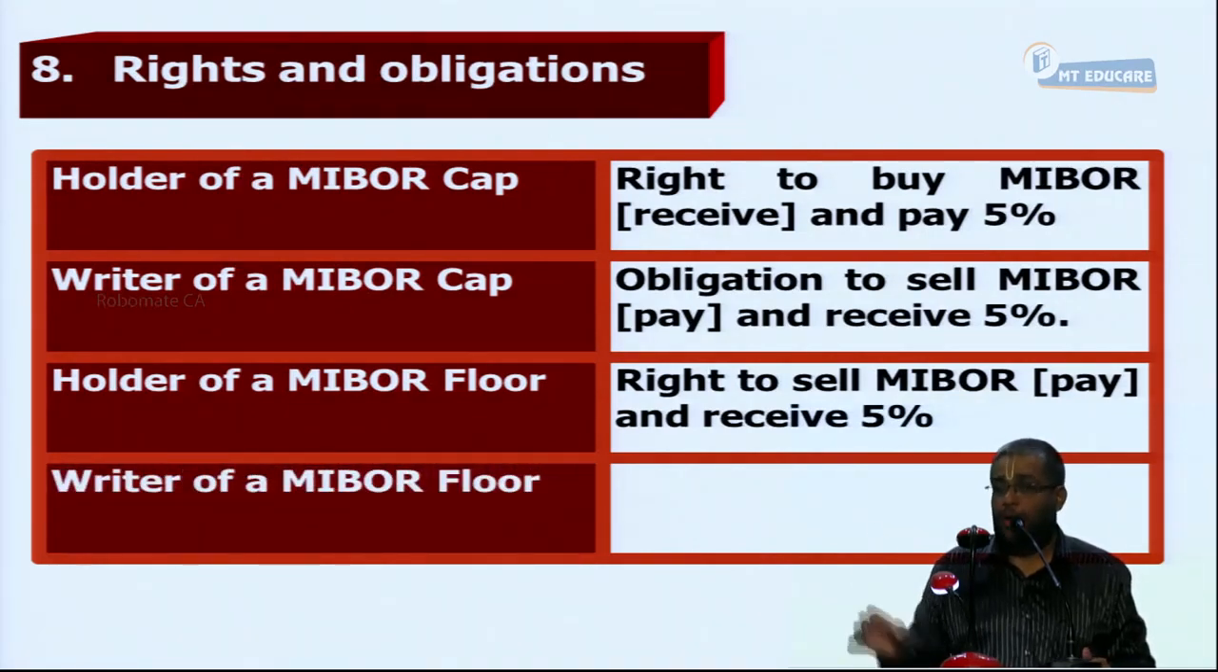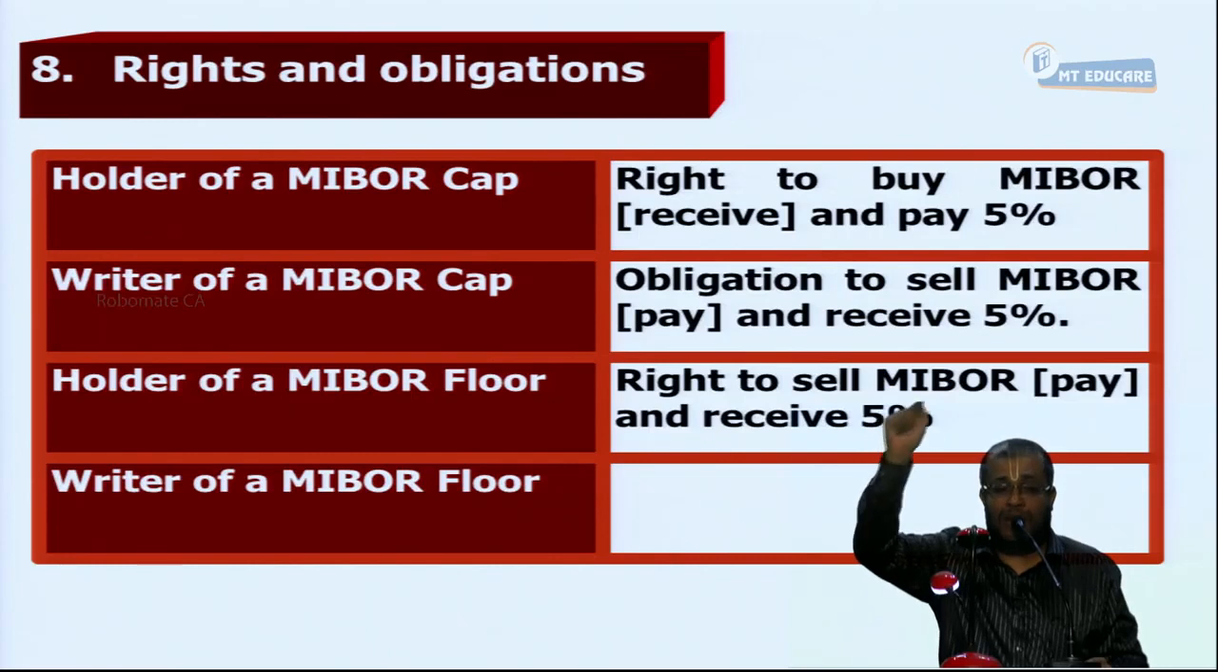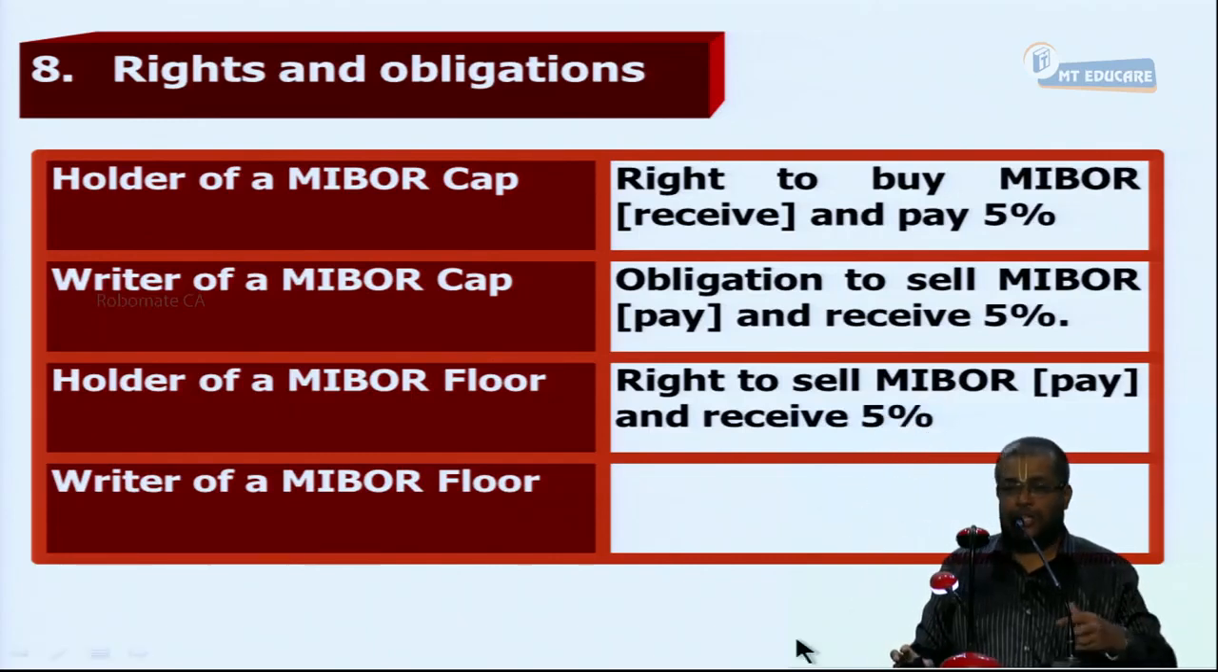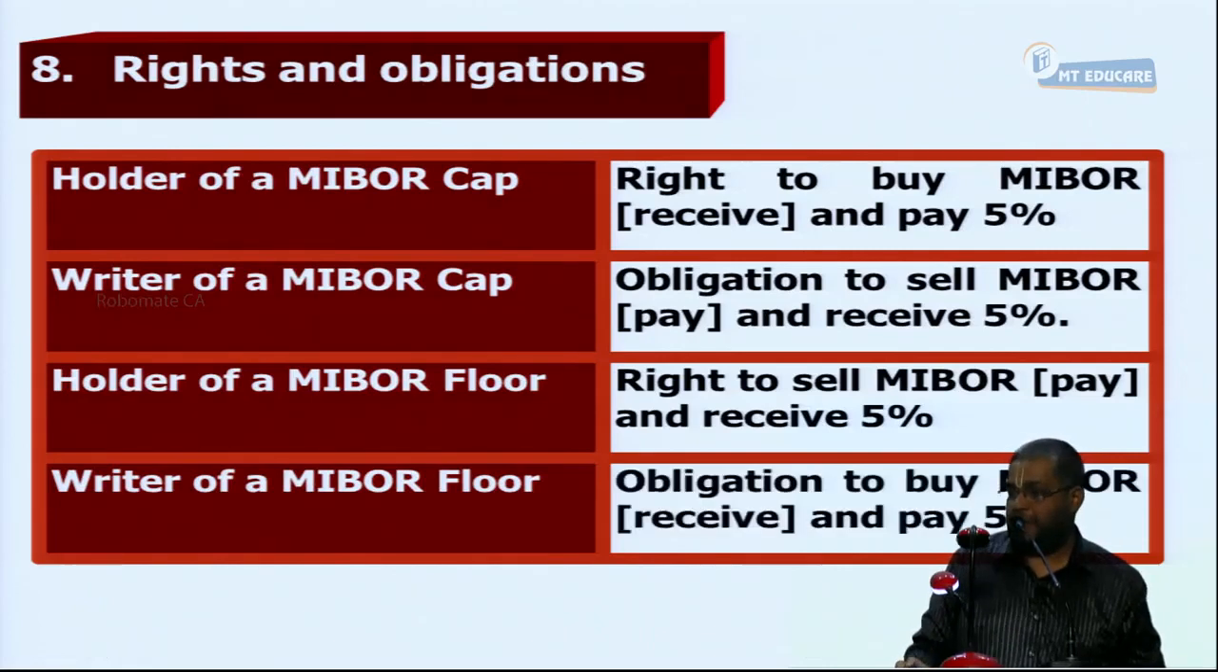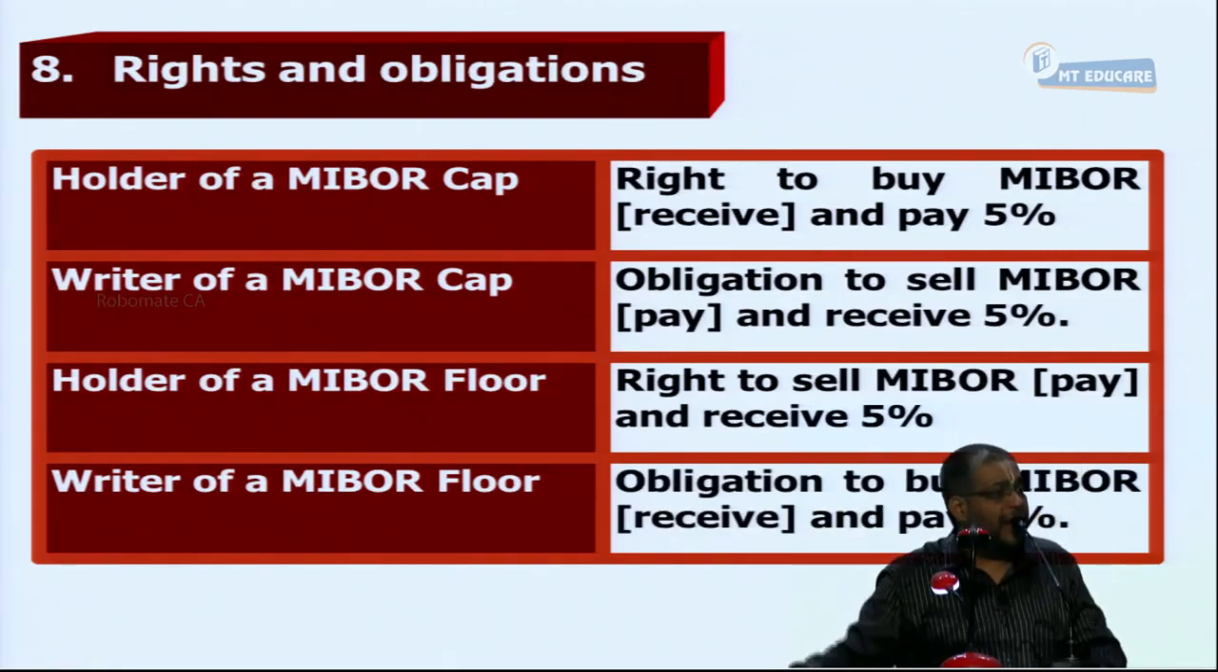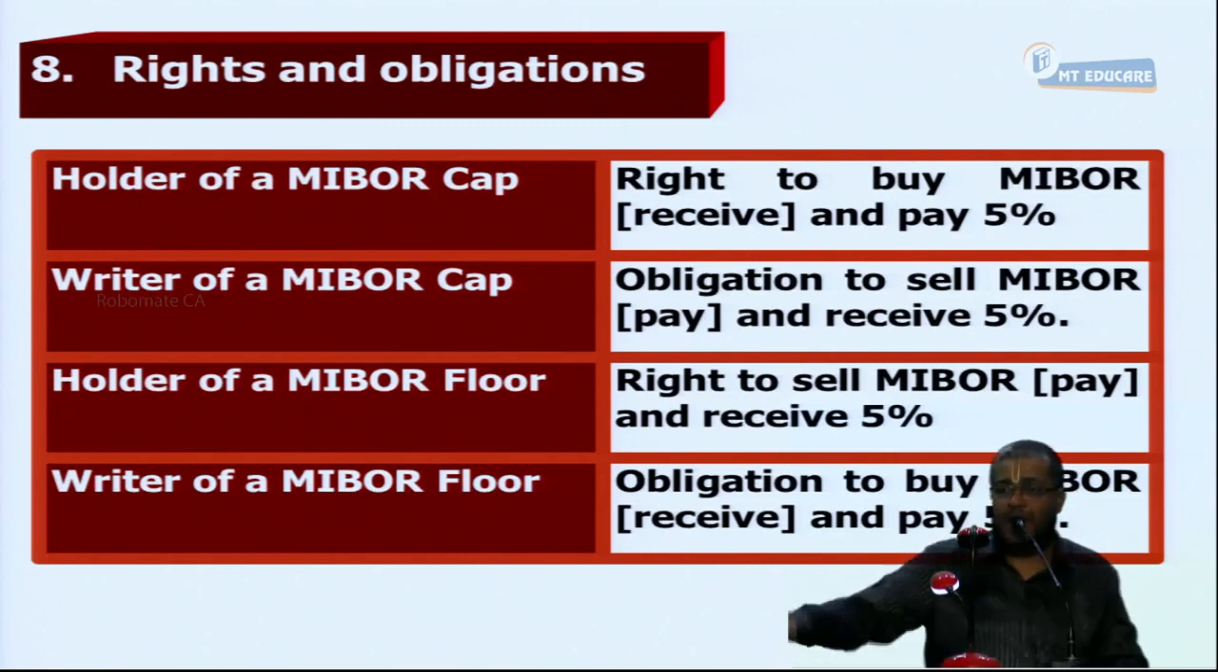Writer of a MIBOR floor. So who is the writer of a put option having an obligation to buy? Obligation to buy what? MIBOR. That is, receive MIBOR by paying how much percent? 5%. So this is regarding the holder and writer, rights and obligations have been discussed.